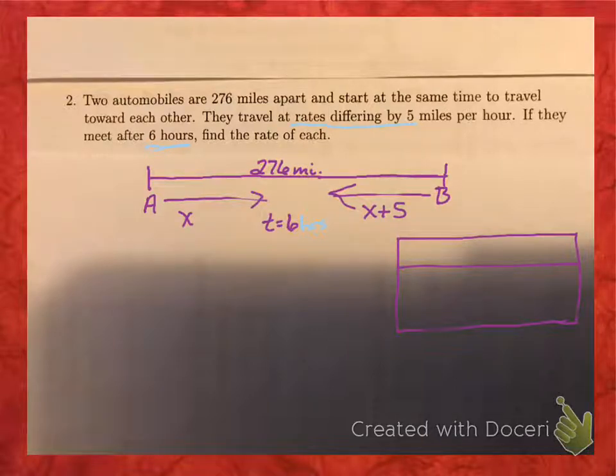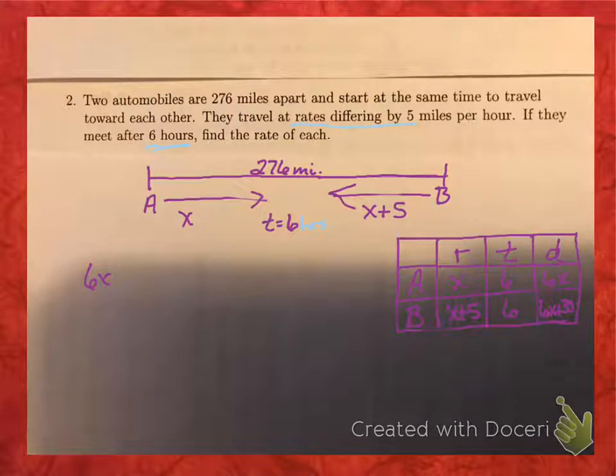Build out our chart. We have A and we have B. We have rate, time, and distance. The rate for A is X, for B is X plus 5. T for both of them is 6. This time we actually know what the T is. So, X times 6 is 6X. X plus 5 times 6 is 6X plus 30.